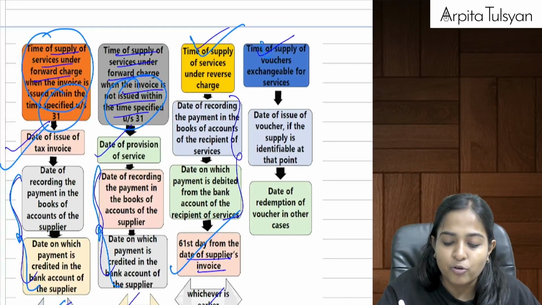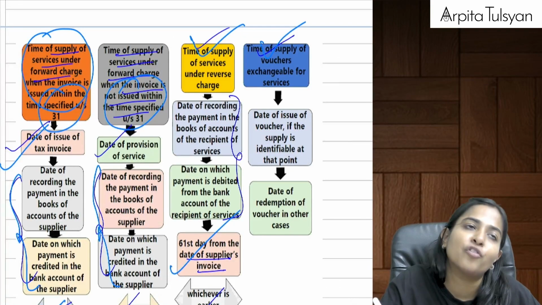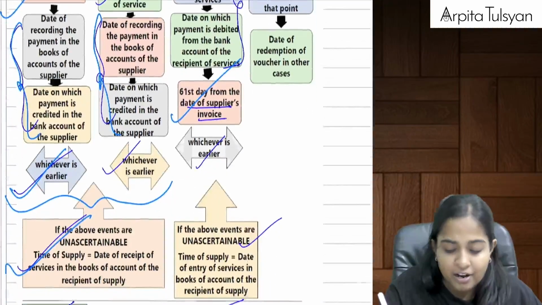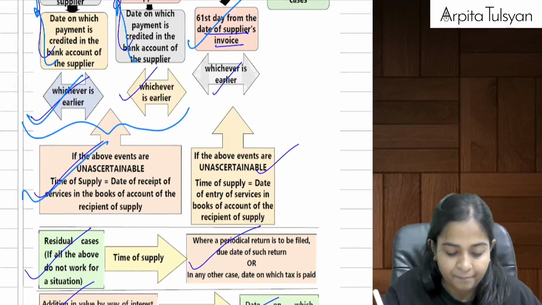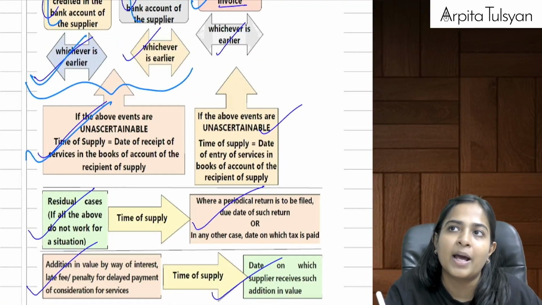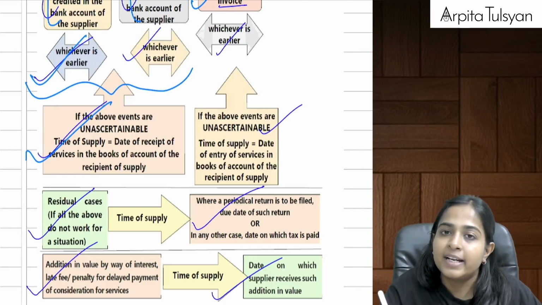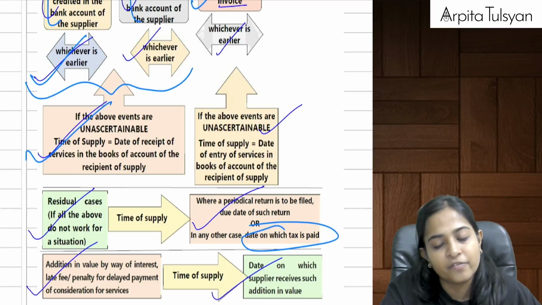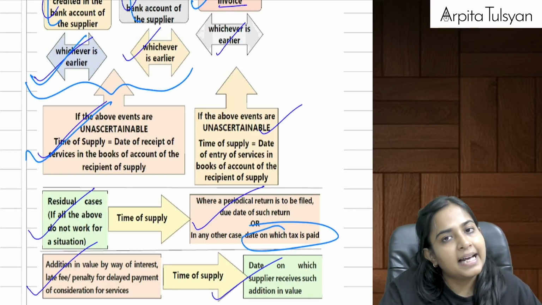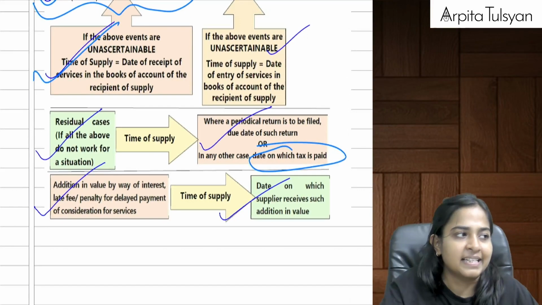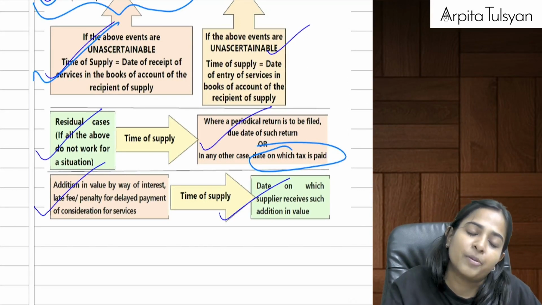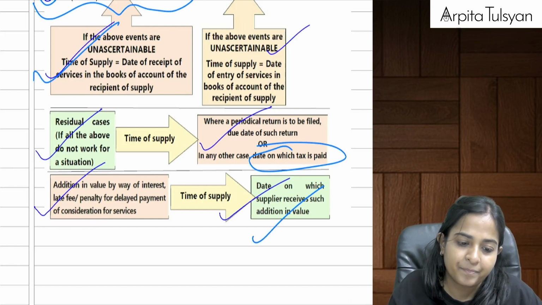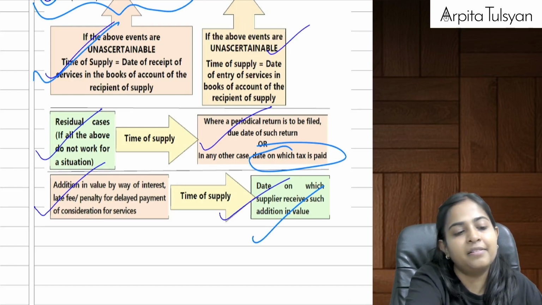And the next one, vouchers, you already know: if identifiable, the date of issue of voucher. If not identifiable, then the date of redemption of voucher. That was the same. Then any other case, the residual case: if the due date is known, then the due date of the periodical return. If that is also not known, then finally the date on which the tax has been paid. And the last one was interest, late fee, penalty that is received. In such cases, the time of supply will be the date when it has actually been received by the supplier. Very clear till here, everyone?